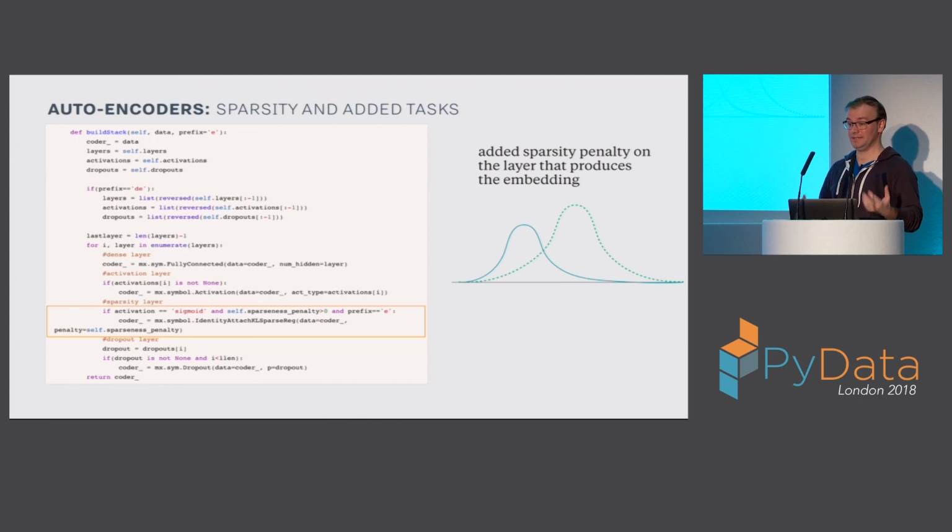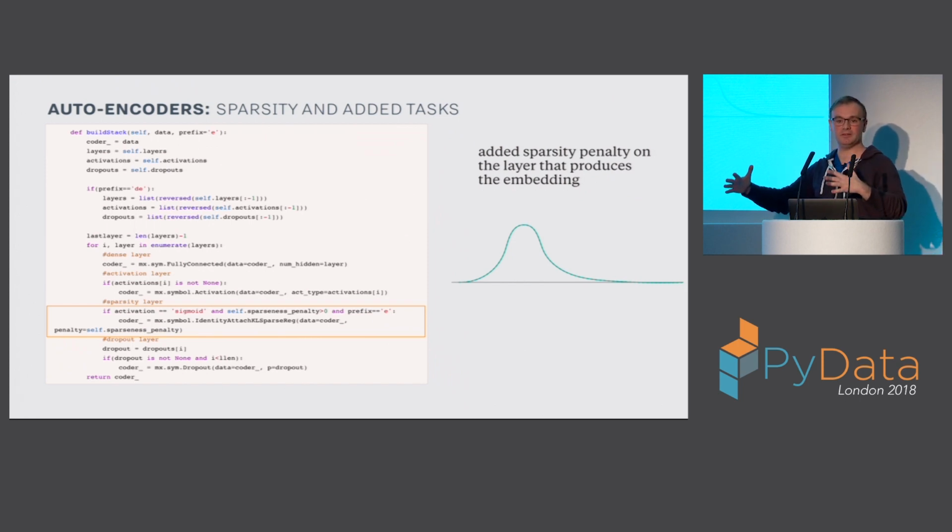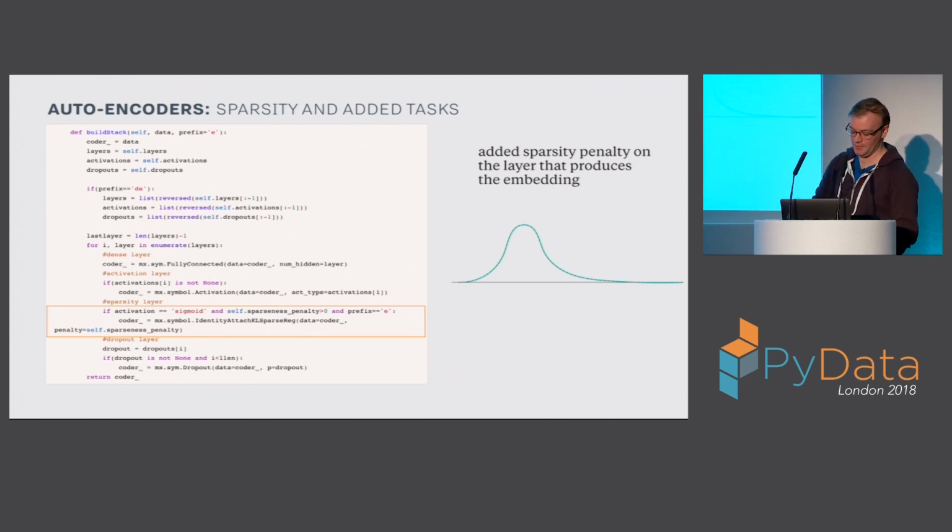So that turns our build stack method into this. Same as before, we enumerate through the layers. We create a fully connected layer, an activation, and now if we're at the last part of the encoder, we add a sparsity penalty. MXNet provides a nice, handy sparsity penalty. But essentially, you can intuit what the sparsity penalty is by the transformation that happens from the original distribution of the embedded space into the one that you're forcing. And it's right there at the bottom.